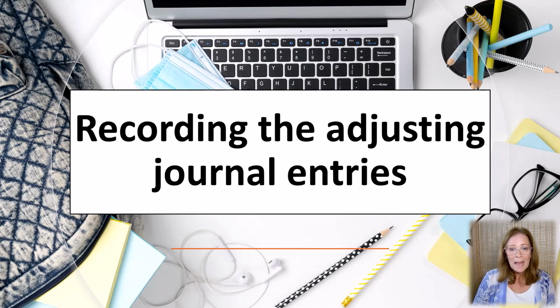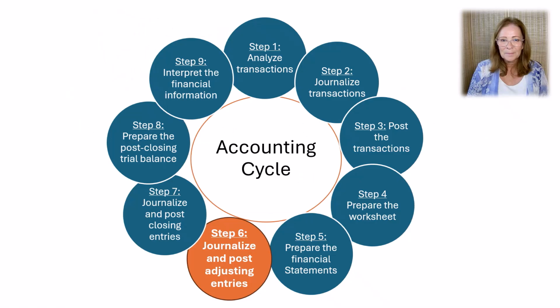Hello. Our last step in the process of preparing the worksheet and the adjustments is to record the adjusting journal entries in the general ledger. In this video, I'll talk about what accountants have to do to record the adjusting journal entries. The journalizing and posting the adjusting journal entries is step 6 in our 9-step accounting cycle.